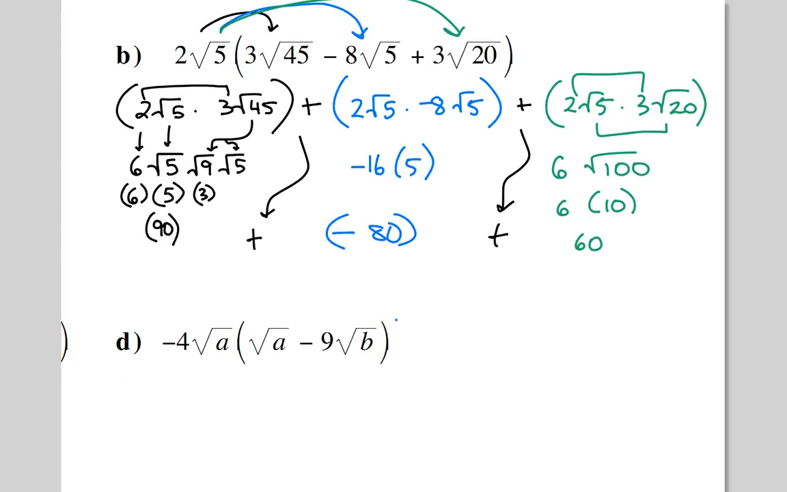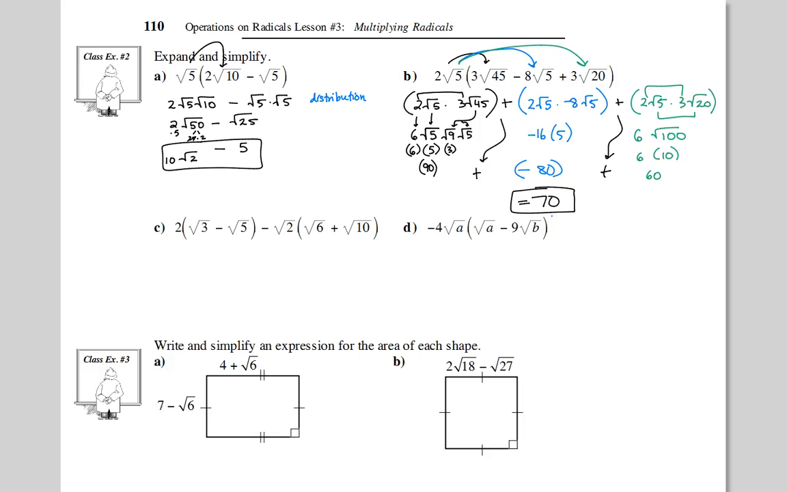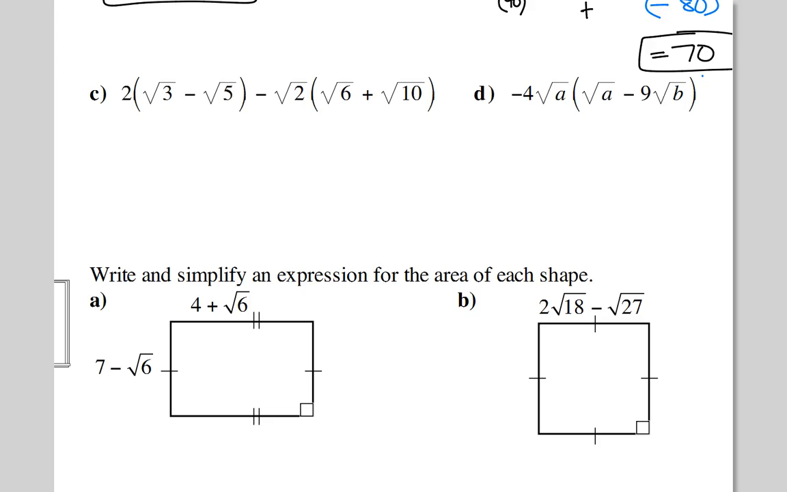Add all that stuff up. 90 minus 80 plus 60 is just 70. So all that crap just turned out to be 70. Weird, right? Weird. Okay. Now this one looks like an intermediate step on a FOIL.